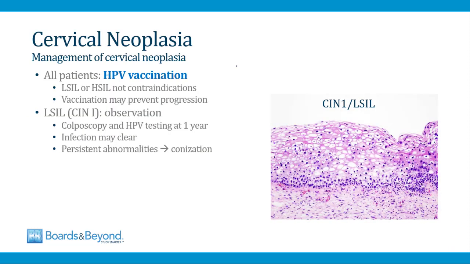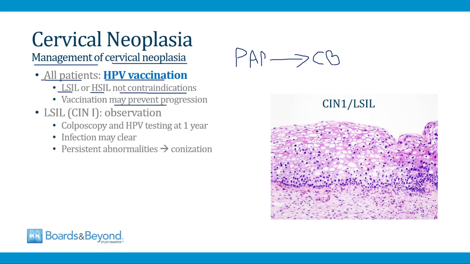Okay, so now we've talked about how you can do screening with a Pap test, and we've also talked about how abnormal Pap tests are followed up with colposcopy and biopsy. Well, what if the biopsy shows evidence of cervical neoplasia? Let's talk about the management of that now. First of all, it's super high yield to know that all patients who have an abnormal cervical biopsy should receive the HPV vaccination. The presence of LSIL or HSIL are not contraindications to vaccination, and there is evidence that vaccination may prevent progression to cervical carcinoma.